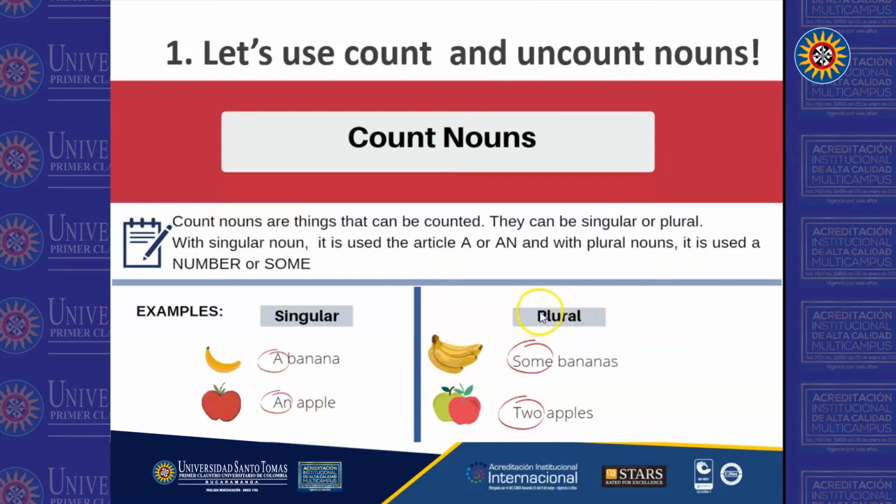For plural nouns, we use a number or some. We use the number when we want to be very specific about the quantity. But we can also use some, okay? So let's check the examples. Some bananas, right? Or we can say the number 2 apples, right? 1, 2.